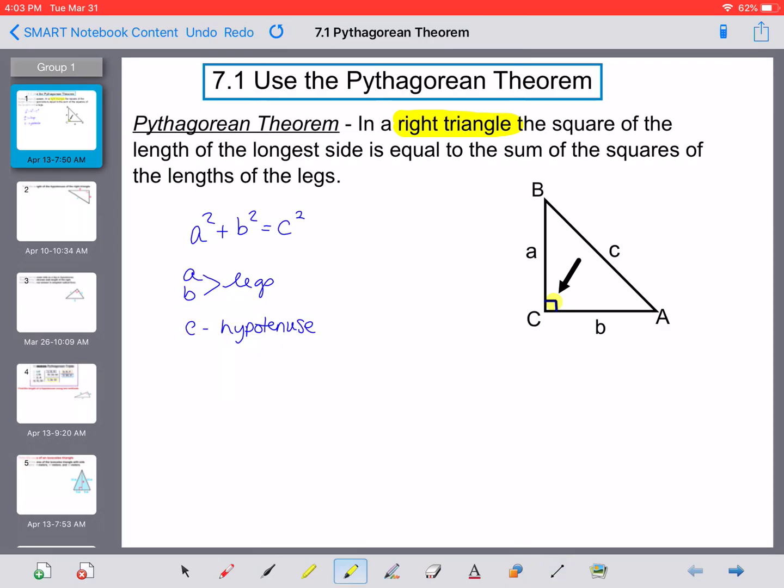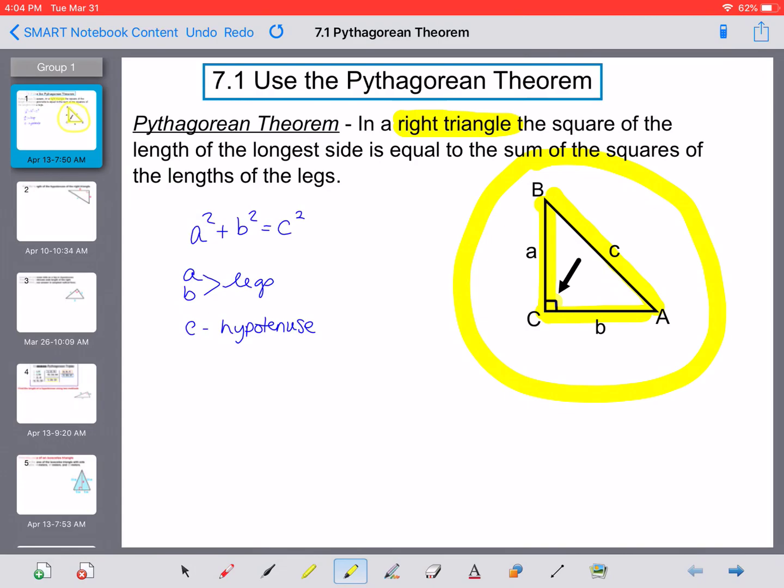The Pythagorean theorem states, in a right triangle, the square of the length of the longest side is equal to the sum of the squares of the lengths of the legs. Now, as we look at this triangle over here, the legs are our side A over here and our side B over here. Those are the legs. They form the 90-degree angle that makes our right triangle. Now, the side that connects the two, which is right here, side C, is called the hypotenuse.